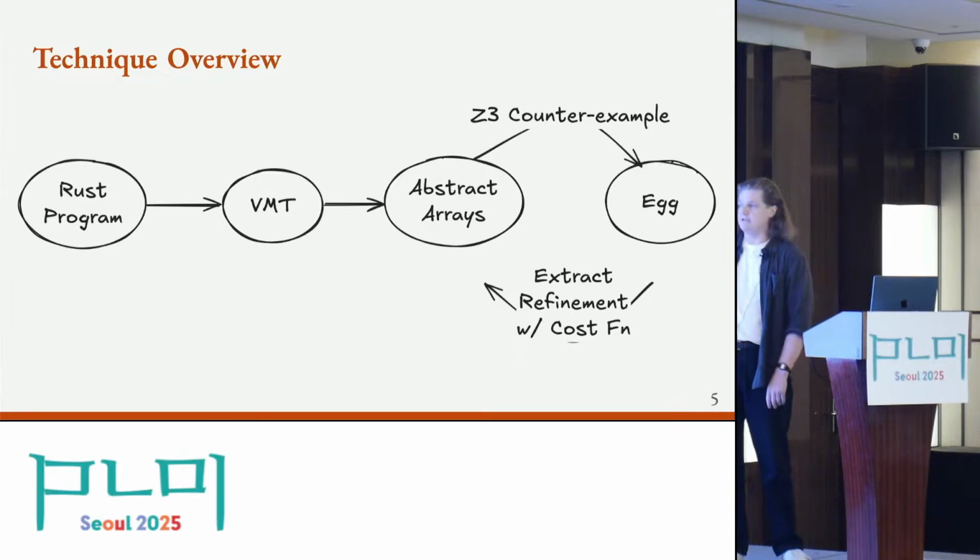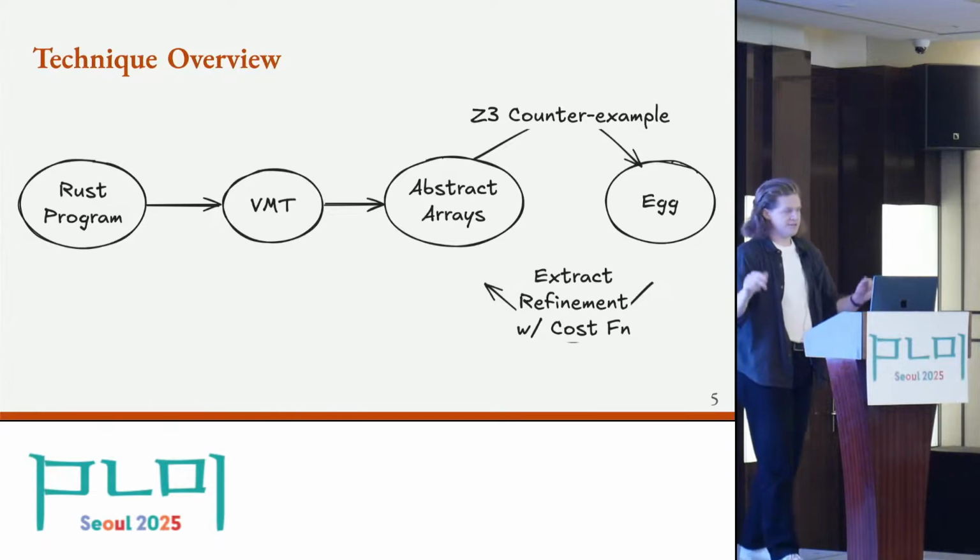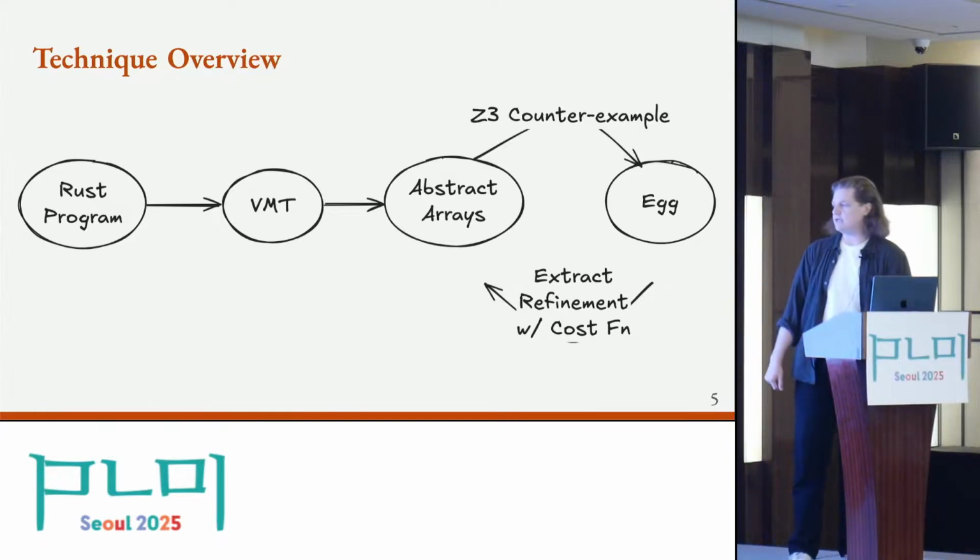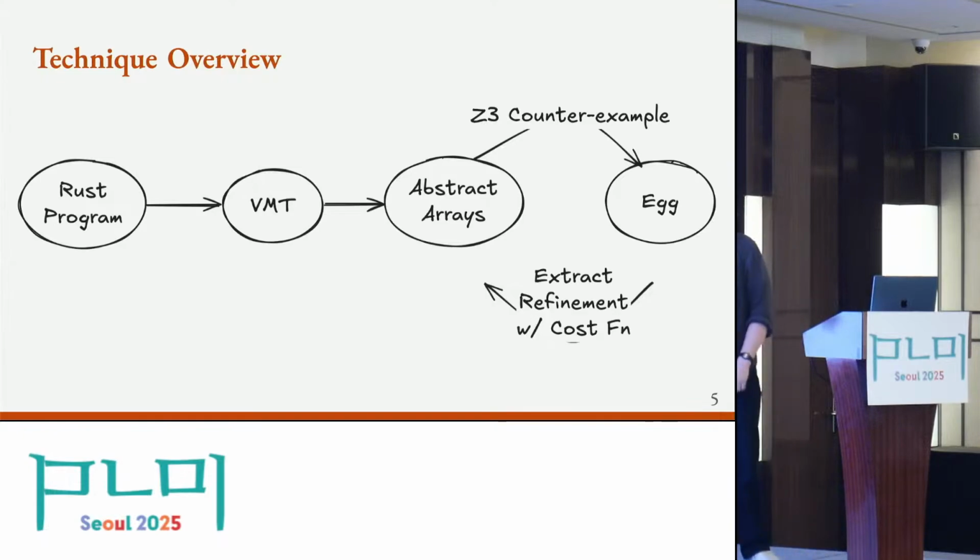Then we're going to feed the abstract program into Z3. We'll get an abstract counterexample. We'll feed that into EG. And then we're going to extract refinements, and again, I'll define all this a little bit later. But the key is we're going to extract refinements with a particular cost function.